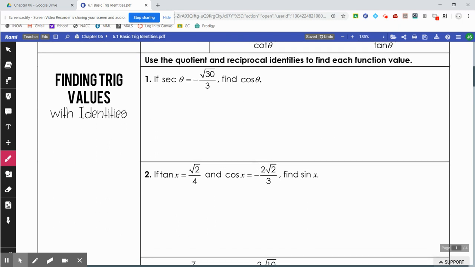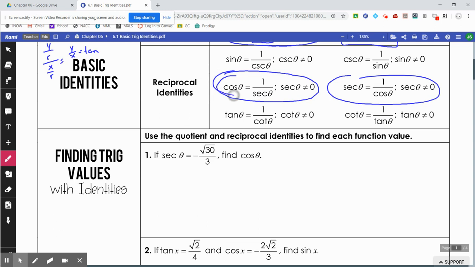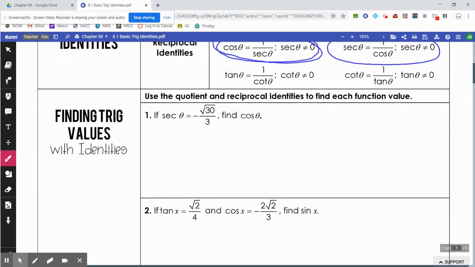Okay, next up, let's actually use these identities. We're going to use these identities to find different trig values. And here's how we're going to do it. It says use the quotient and reciprocal identities to find each function value. If we have secant, well, how can we find cosine? Well, we know that secant and cosine from right here are reciprocals of each other. So if we're given secant, we can do cosine is equal to 1 over secant, which is simply going to flip it.